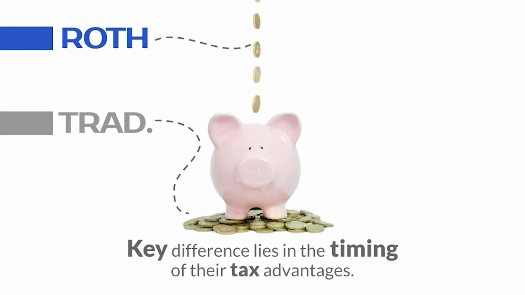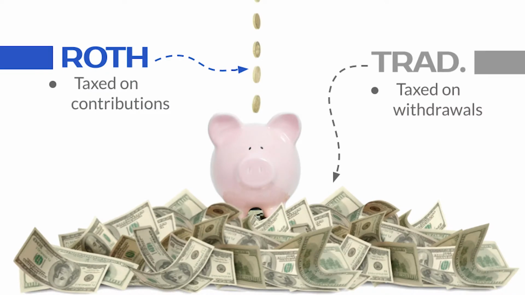So to summarize, the biggest difference between Roth and traditional dollars is the timing of their tax advantages. That's the biggest difference. So based off this explanation, which would you prefer? Would you prefer a traditional or a Roth IRA? And I would love to hear what you would prefer in the comments.